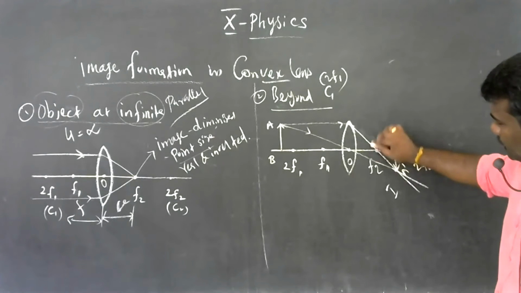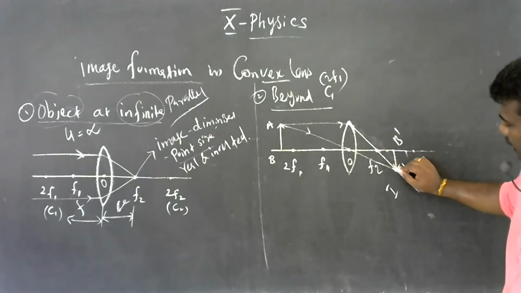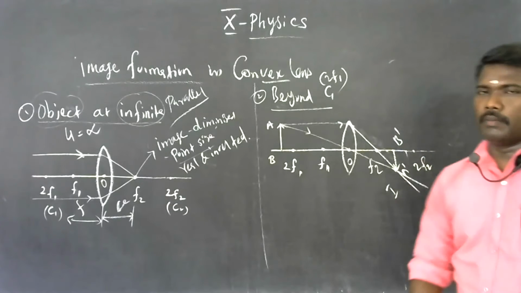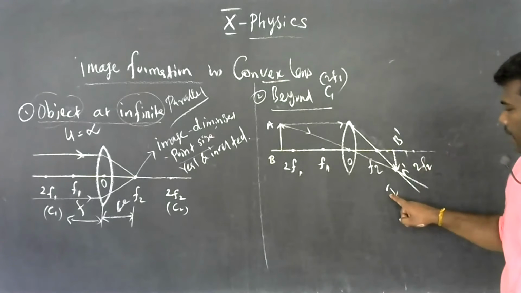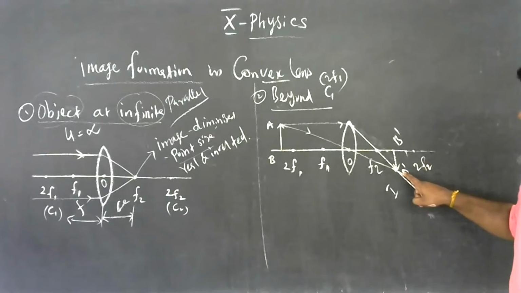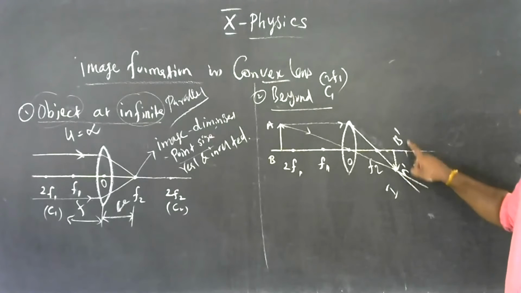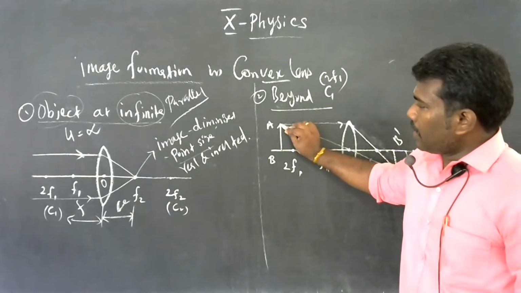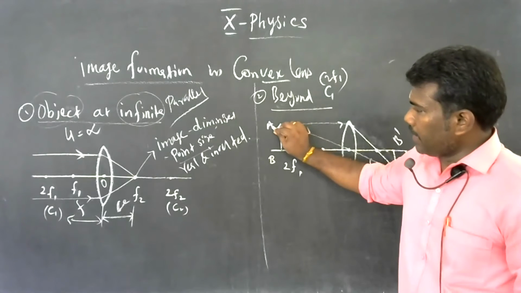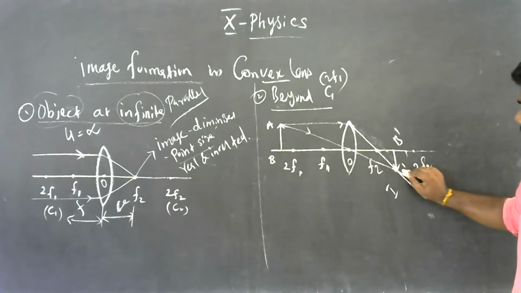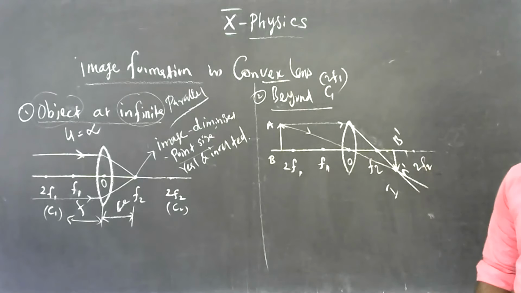So these two refracted rays meet at a particular point. At this point, the image will be formed. The image is denoted by the letter I, and the size of the image is noted by the notation A dash and B dash. If you name the head point of the arrow mark in the object as A, in the image also you mention the head point of the arrow mark as A dash.